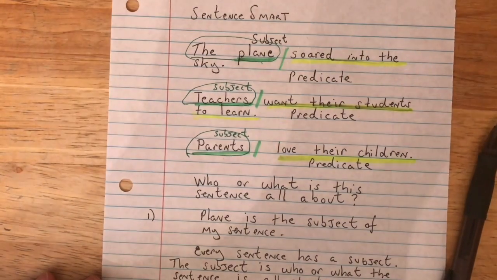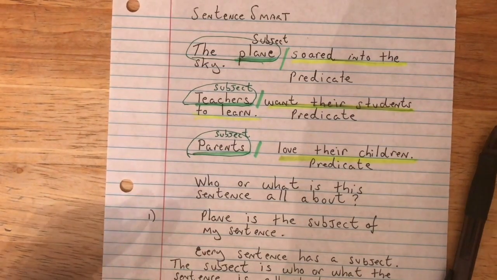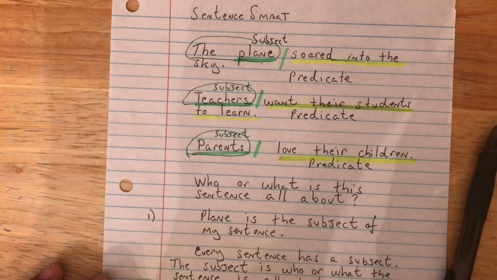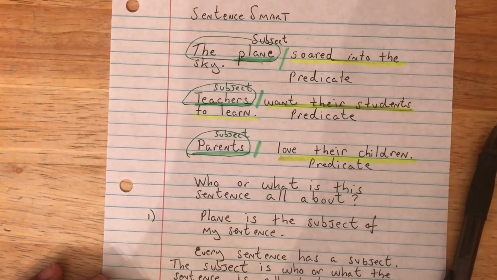Okay? And that's wonderful. And so we've learned about subjects and predicates. I say it over and over again. Every sentence has to have a subject, and every sentence has to have a predicate.